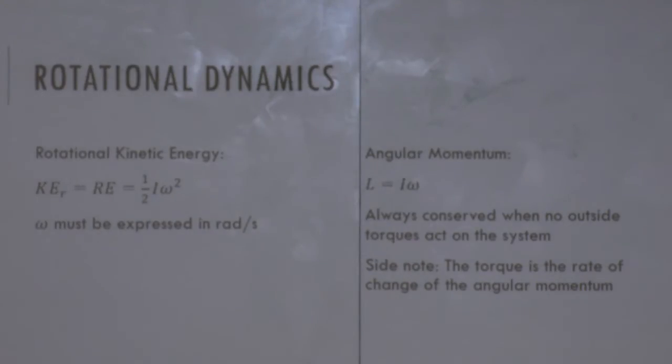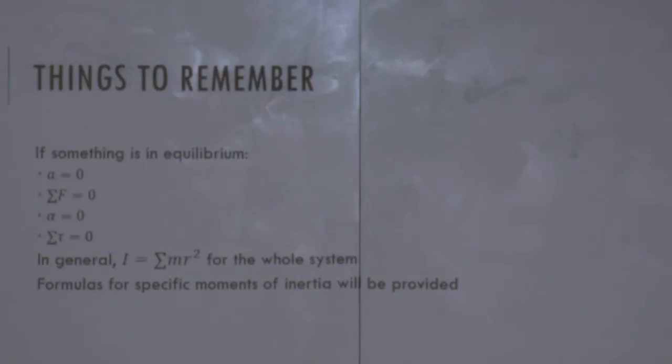So we have rotational kinetic energy, which is just another type of kinetic energy, which is 1/2 I omega squared. Omega must be in radians per second. Basically, when in doubt, just change everything to radians. And angular momentum is L equals I omega. That works exactly like your linear momentum, where if there are no net external torques, it's conserved. And torque is the rate of change of angular momentum. Fun fact. If something is in equilibrium, your acceleration is 0, the sum of your forces is 0, your alpha is 0, and the sum of your torques is 0. So basically, everything's 0 forever.